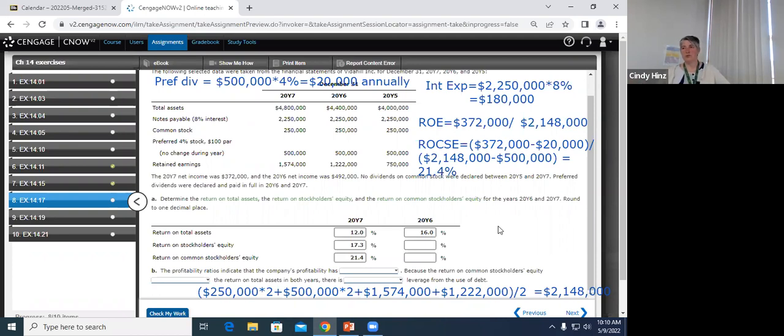Once we take out the preferred dividends, remember the preferred dividends we talked about in chapter 12 have a stated dividend rate. Anytime dividends are paid, they get 4% dividends. But if the company's making more than 4%, then more of those earnings accrue to the common stockholders. The preferred stockholders never get more than that 4%. Okay, any questions on this so far?